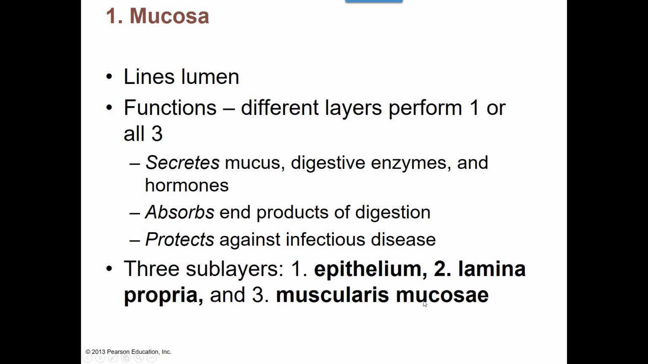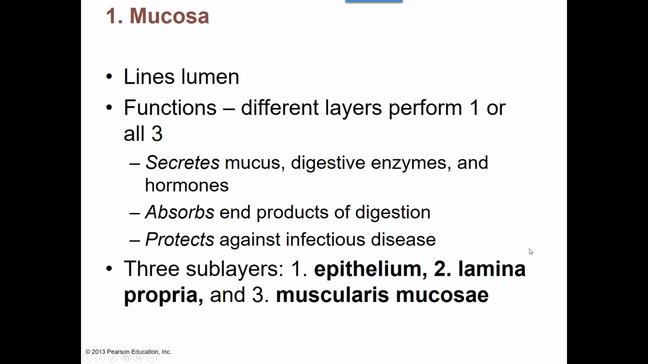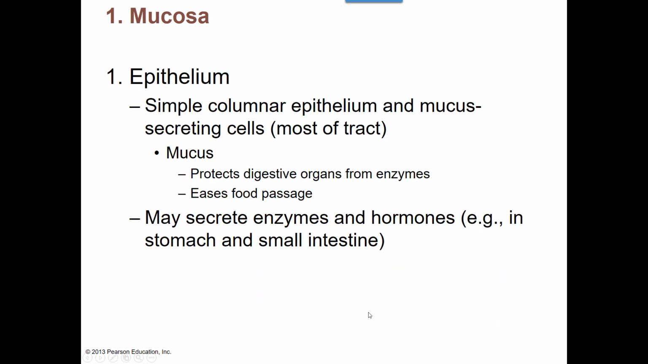That inner lining, the mucosa, does have 3 sublayers: the epithelium, the lamina propria, and the muscularis mucosa. The epithelium, that inner lining, is made of simple columnar epithelium and mucus secreting cells through most of the tract. Not everywhere has those mucus secreting cells. The mucus is there to protect the digestive organs from different enzymes, so we don't digest our own intestinal tract, and it can also ease the food passage because it's a little more slippery with that mucus.